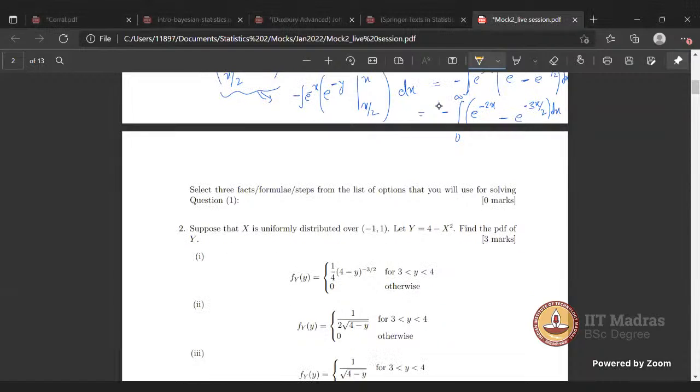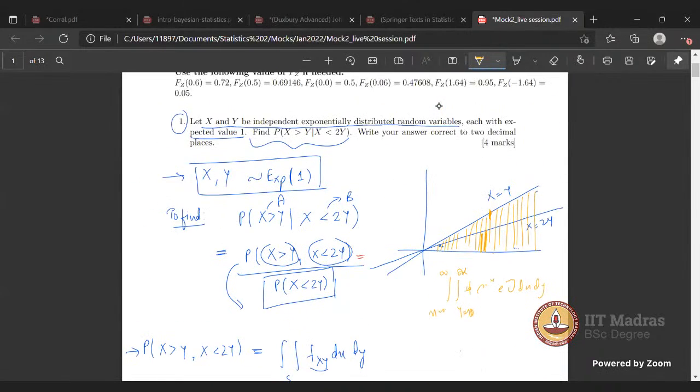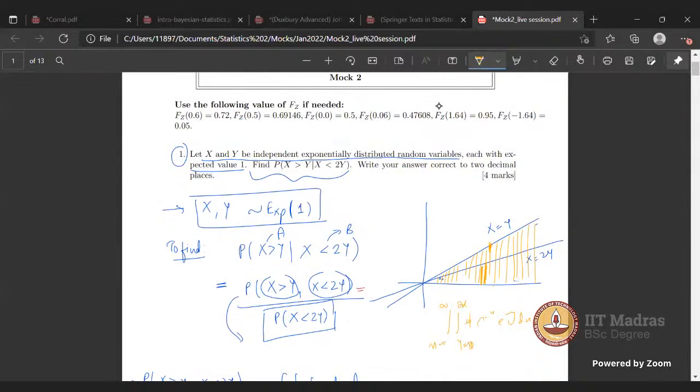So there you have it: select 3 facts or formula steps from the list of options that you will use for solving question 1. So what all things have we used here? The first thing is the PDF of the exponential distribution, f_X(x) = lambda e to the power minus lambda x. And we have also used the expectation of an exponential distribution, that is 1 upon lambda.